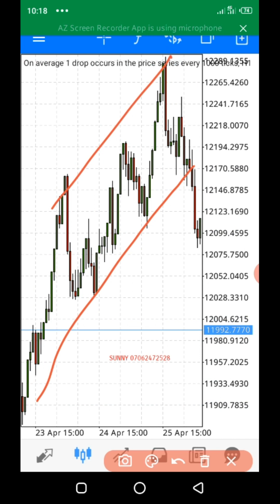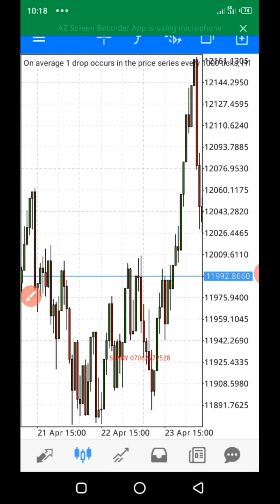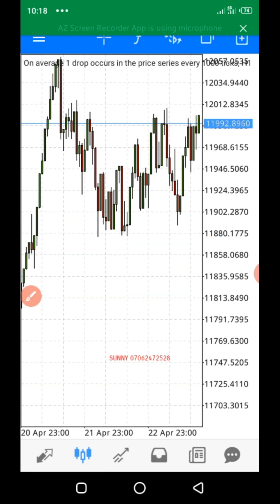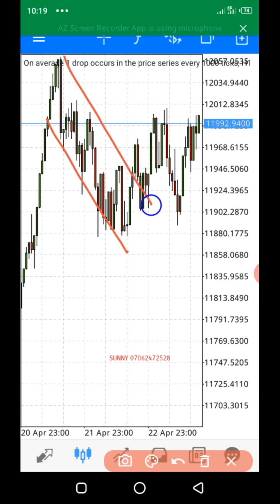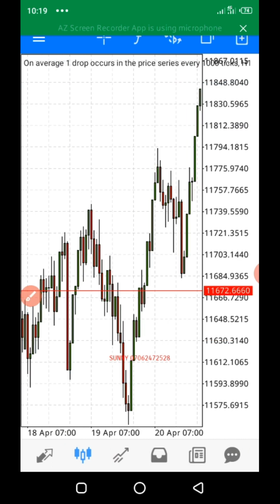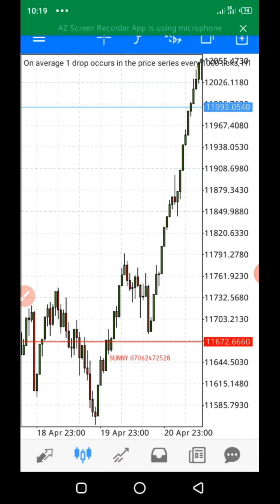Look at it now: up, down, up, down. It always moves in structures. So if you know these structures, it is a killer. Look at this point here. Look at this one too. Are you seeing it? The market always moves in structures. Let me show you. I'm just backtesting it. Look at structures. Are you seeing this?